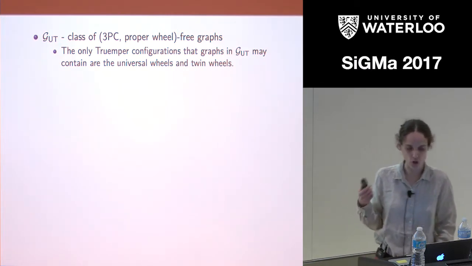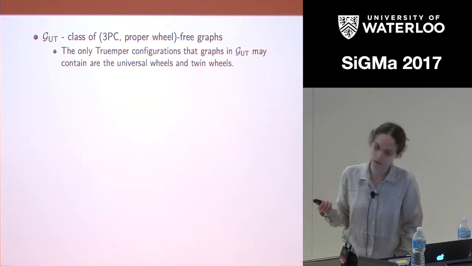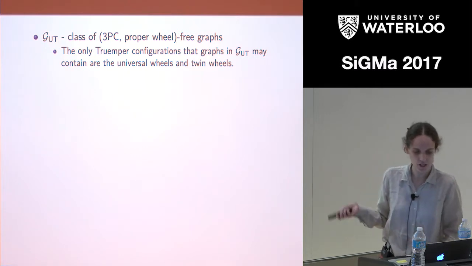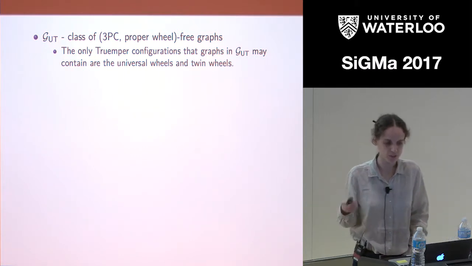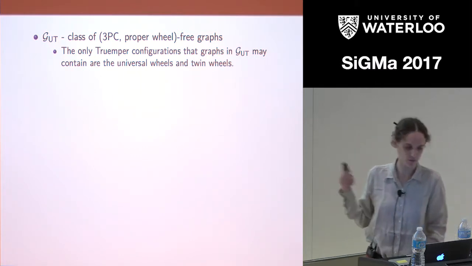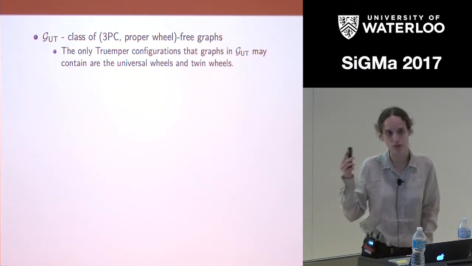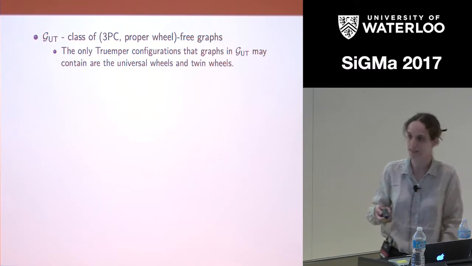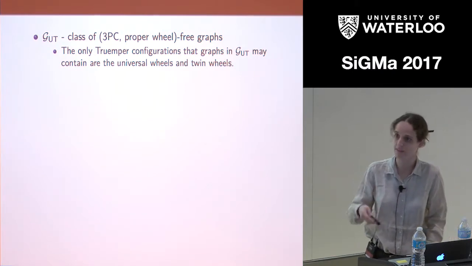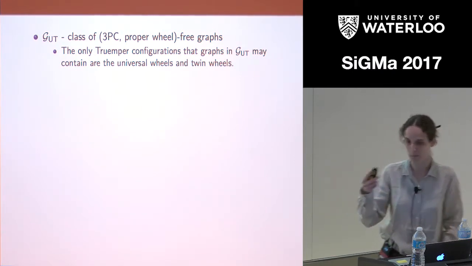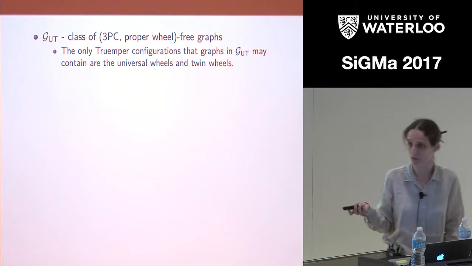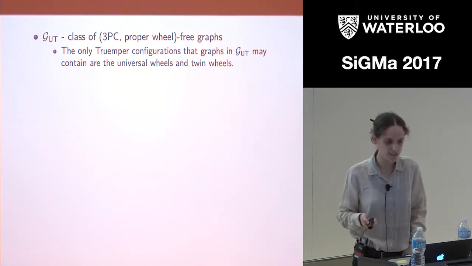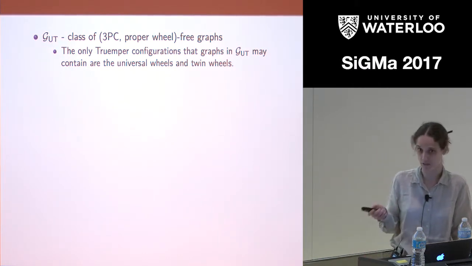This is the class of all 3PC proper wheel free graphs. So why is it called GUT? Well, U stands for universal wheel, T for twin wheel. We think of this as the universal wheel, twin wheel only class. Why? Well, because graphs in this class may contain universal wheels, may contain twin wheels, and may not contain any other trumper configuration. We're also interested in 3 proper subclasses of this class.